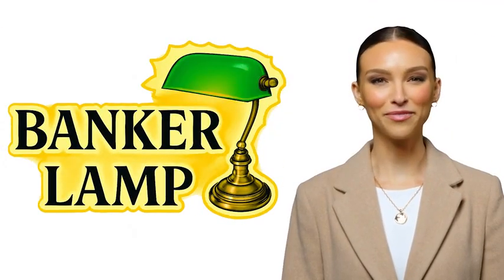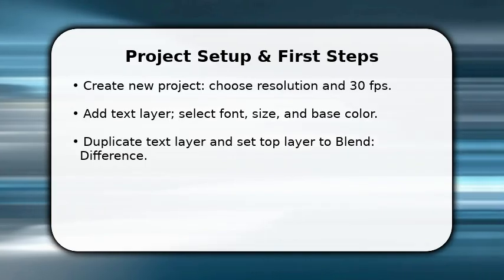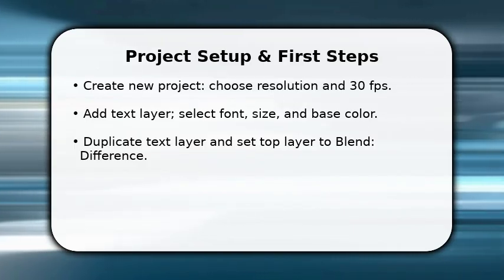Please enjoy the video. You're starting in a new Alight Motion project, so create the composition with your target resolution and frame rate. Add a text layer and type your copy. Pick a readable font and base color because this becomes the reference for inversion. Once done, duplicate that text layer and position it directly above the original.